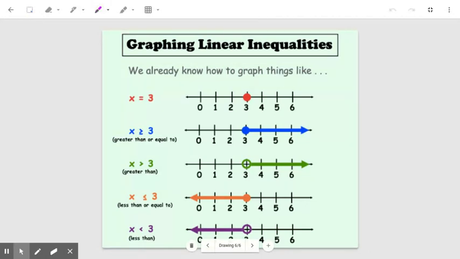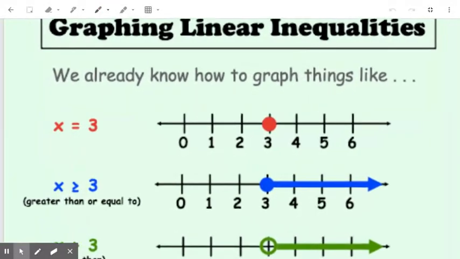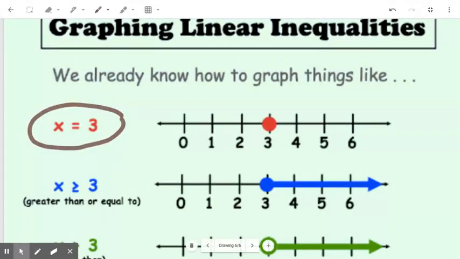The first thing I want to do here is take you way back to elementary school. If I ask you to graph something like x equals 3, basically you're asking yourself, what number can I fill in here for x to make that true? The only number that makes sense is 3. 3 is equal to 3. So on a number line, we learned to just put a dot right on 3. That means that's my solution.